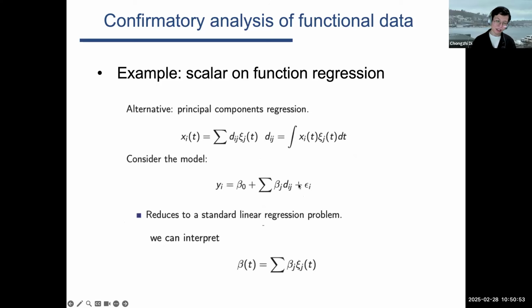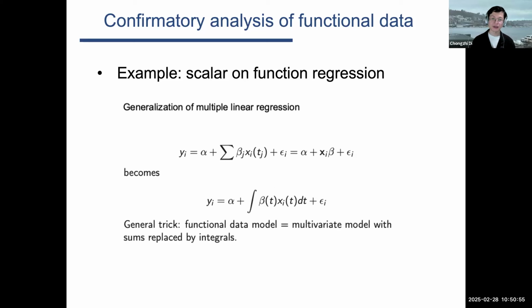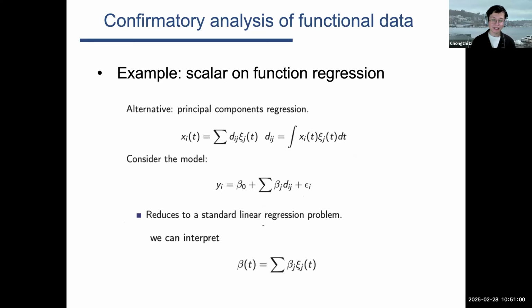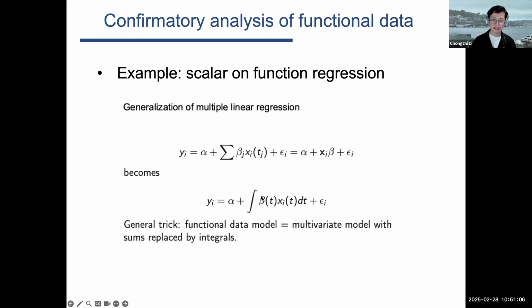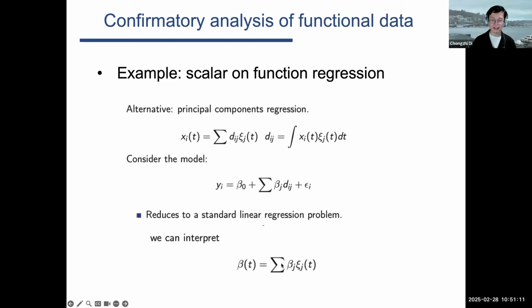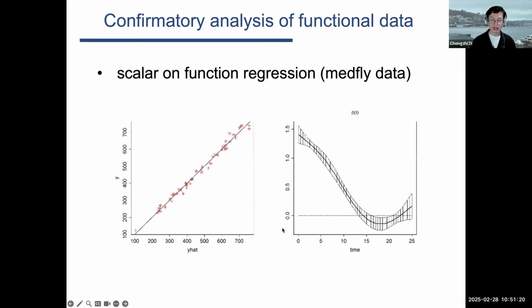In terms of how we fit this model, we can still do the PCA, but the benefit is that once you fit the model and get all the coefficients, you can go back and estimate this coefficient function β(t). I won't go into the technical details, but just wanted to mention that this is something we can estimate. And this is an example showing you why this might be useful.